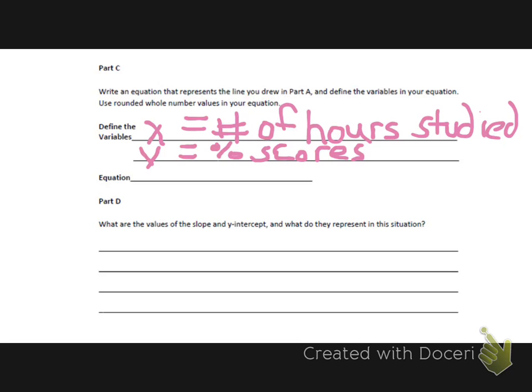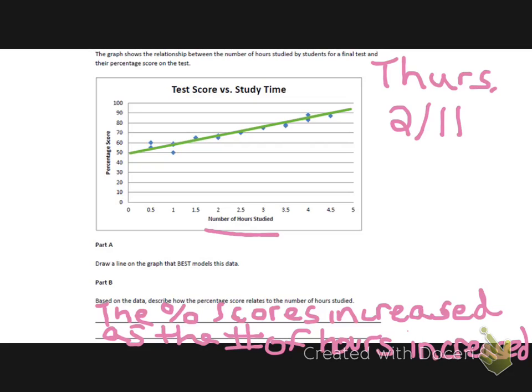Okay, now we were asked to write an equation. If you remember back, we had y equals mx plus b. You remember that? Y equals mx plus b. M is our slope, b is our y-intercept. If we look back at this line, our y-intercept is right here at 50, isn't it? It crosses right at 50. Well, let's use this point right here as our other reference point.